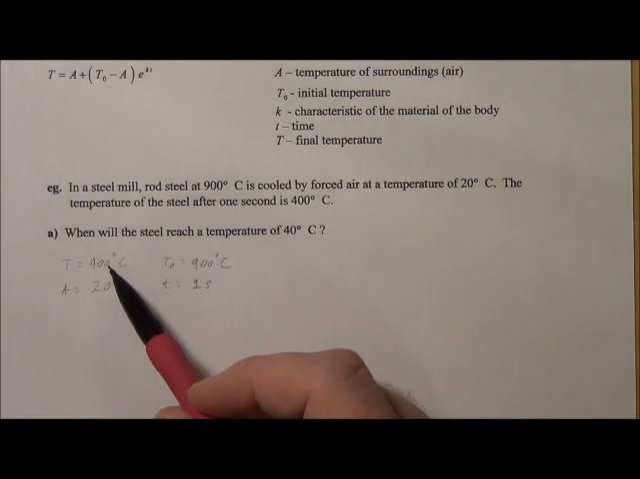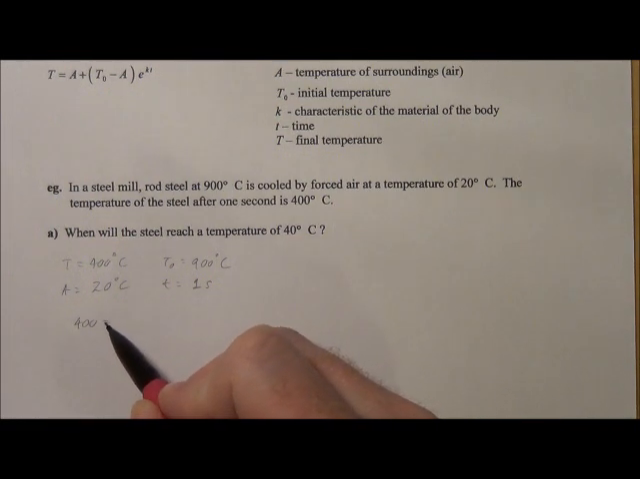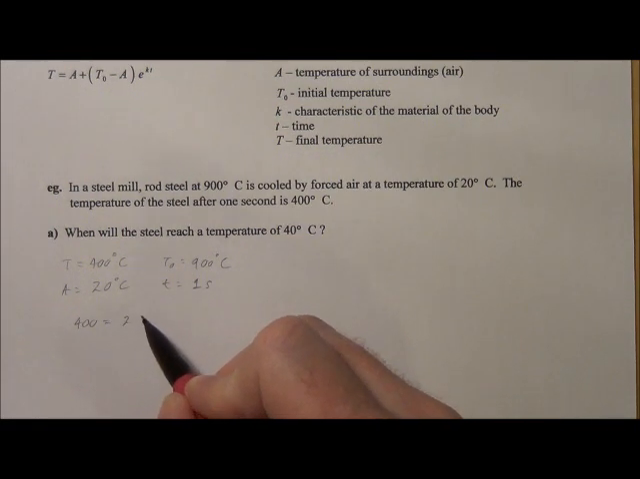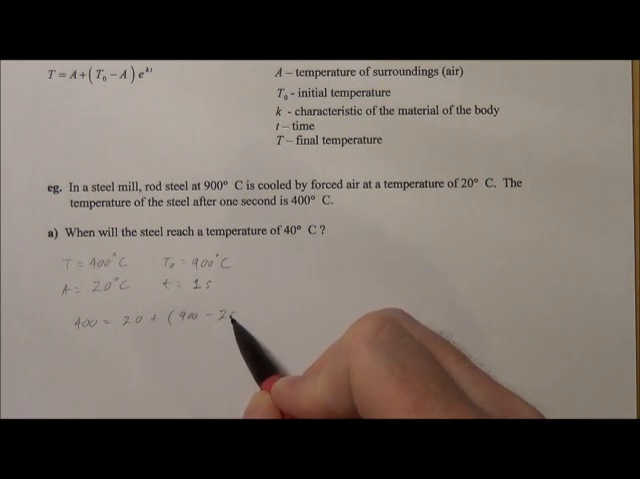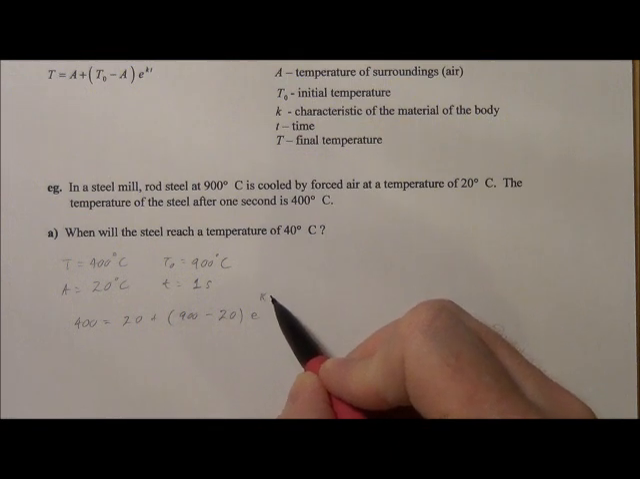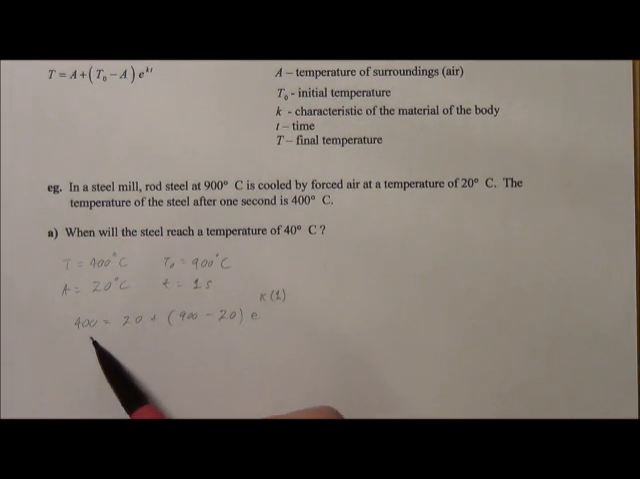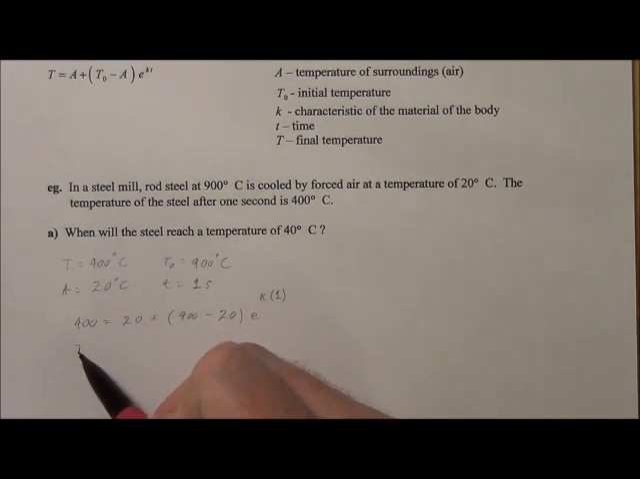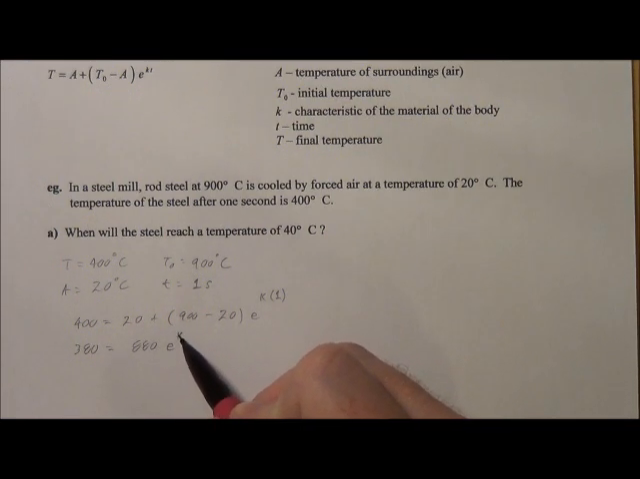So the final temperature is 400, so we're going to have 400 equals A, which is 20, plus the initial temperature is 900, minus A, which is 20, e to the kt, and t in this case is 1 second. So we just have to work that out a little bit. So 400 minus 20, we see that would be 380. 900 minus 20 is 880 times e to the k.